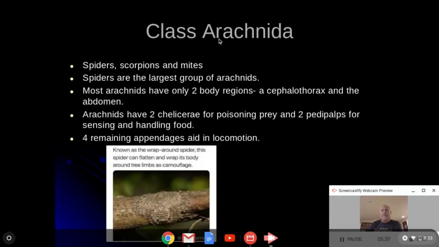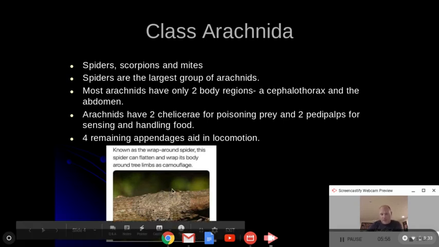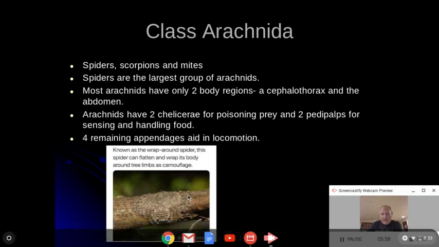All right, now some of you guys might not know this, but class Arachnida, the spiders. Okay, these are the most vile creatures on the planet. Spiders are just creepy, crawly, nasty. I'm not a fan of spiders. Why? Look at this picture. That is a spider.